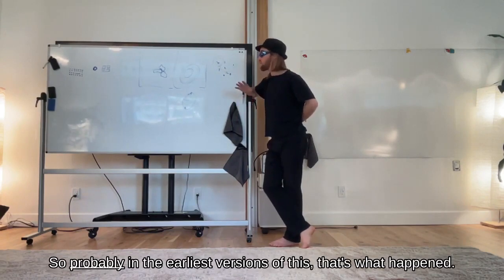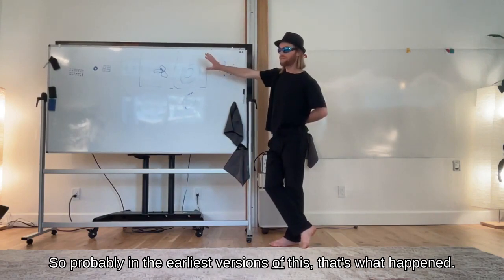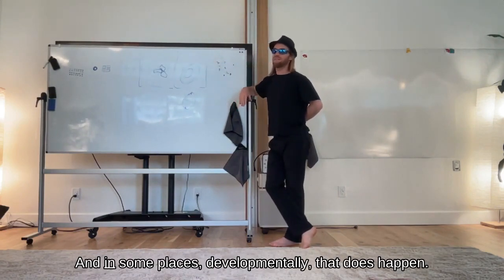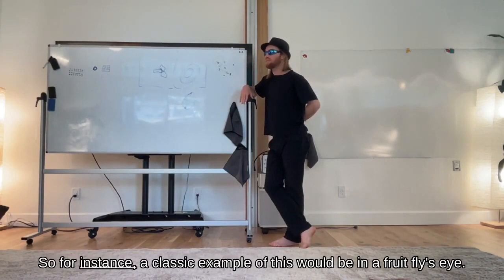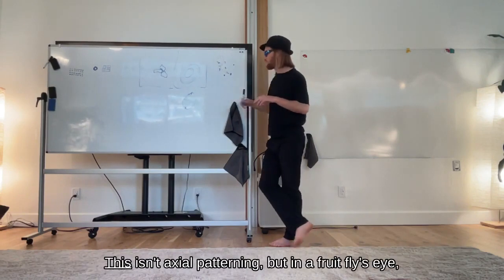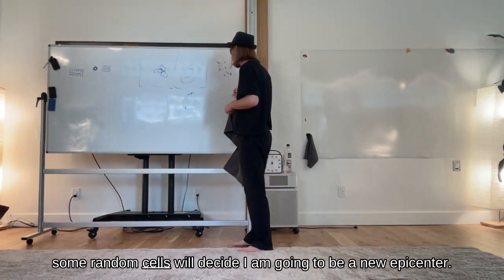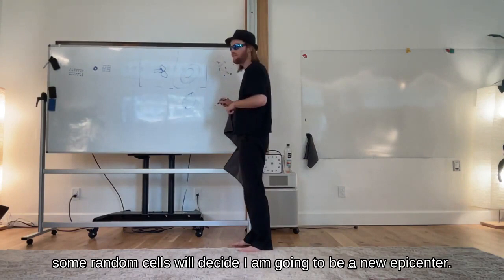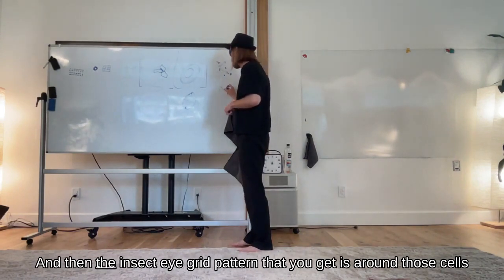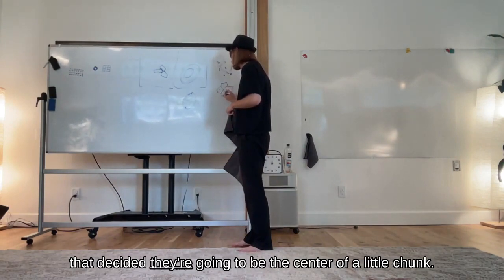So my guess is that in the earliest versions of this, that's what happened. And in some places, developmentally, that does happen. A classic example would be in a fruit fly's eye. This isn't axial patterning, but in a fruit fly's eye, some random cells will decide, I am going to be a new epicenter, and then the insect eye grid pattern that you get forms around those cells that decided they're going to be the center of a little chunk.